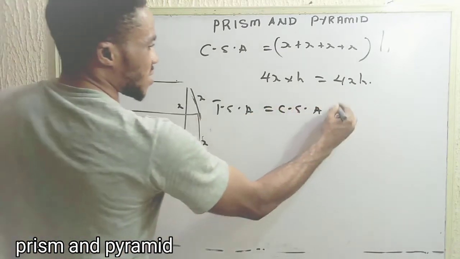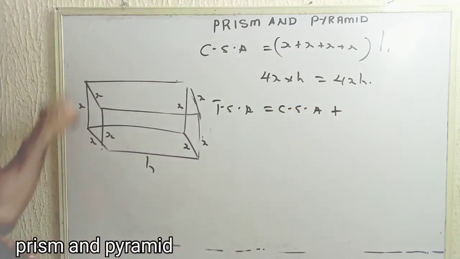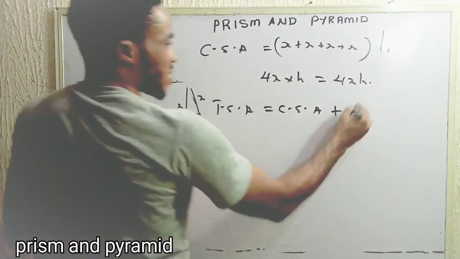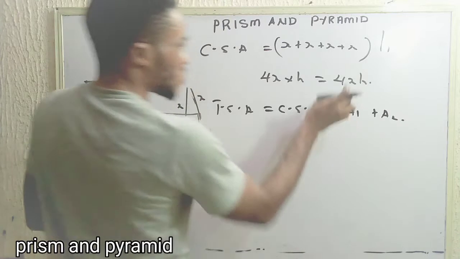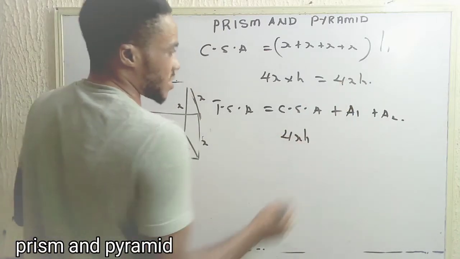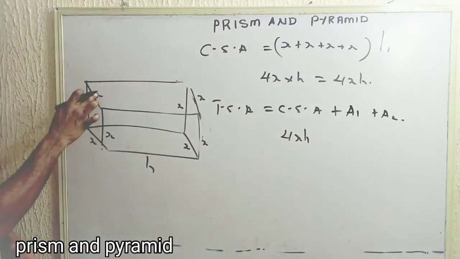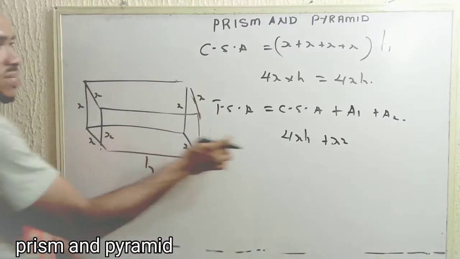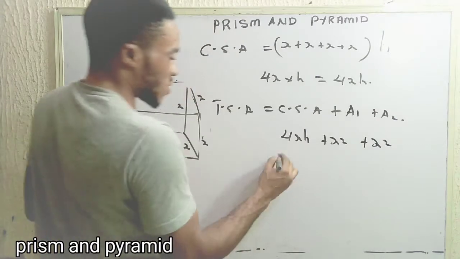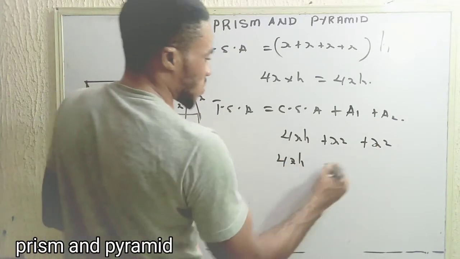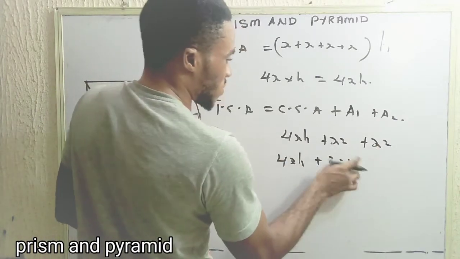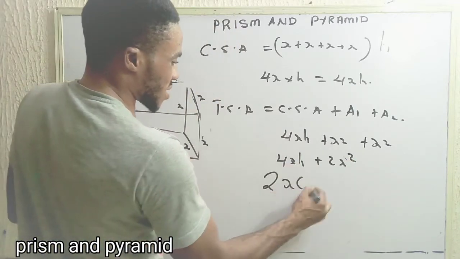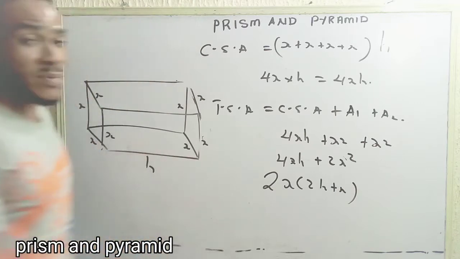Now, the total surface area of every prism is always given as its curved surface area plus the area of the bottom plus the area of the top. So let me write it as A1 plus A2. The curved surface area is 4xh. The area of the base is x times x, which is x squared. The area of the top as well is x times x, x squared. Now I have 4xh plus 2x squared. What is common here is 2. I have 2x, and 2h plus x. And that's my answer.